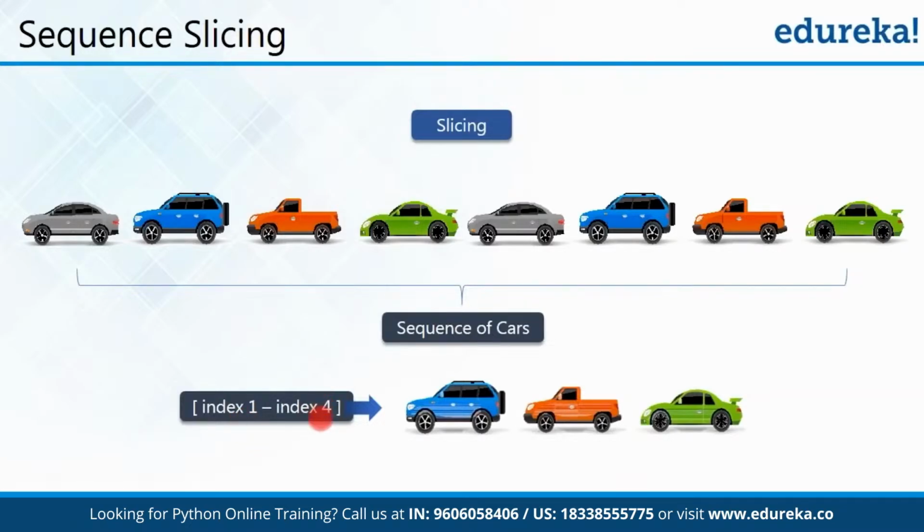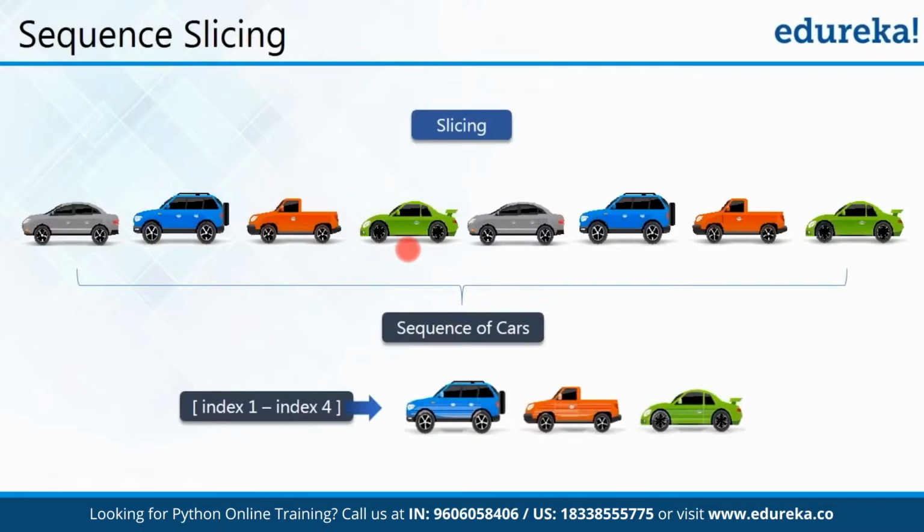It'll actually give me all the elements starting from index 1 till index 4, but it won't include index 4. Now what are the elements present in between index 1 to index 4? You have this blue color car, then orange, and then this pretty cool green color car as well. So we have the first element, second element, and the third element, but it won't include the 4th element. So this is what slicing is.